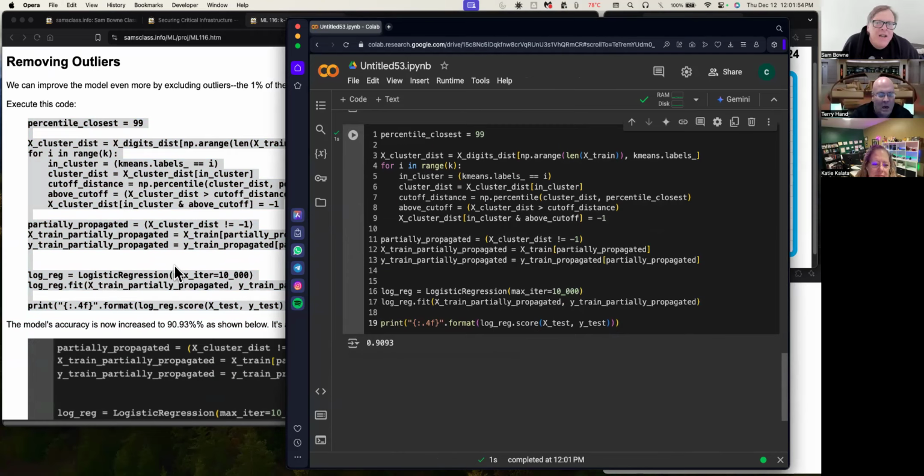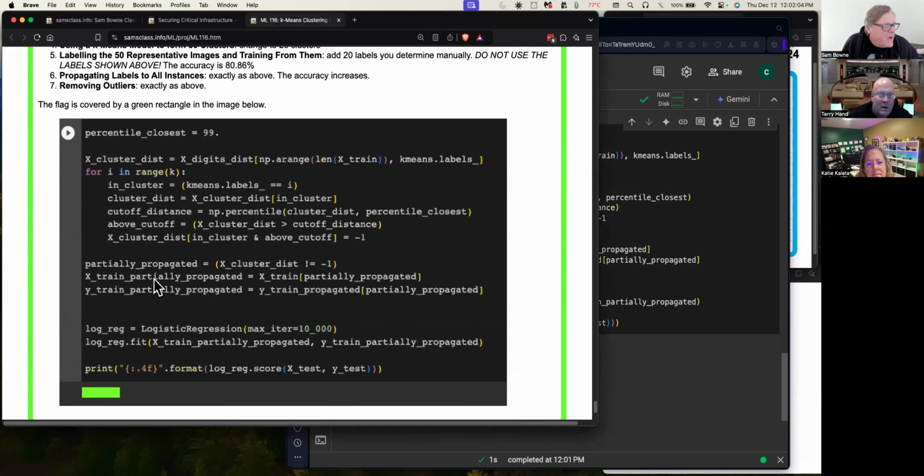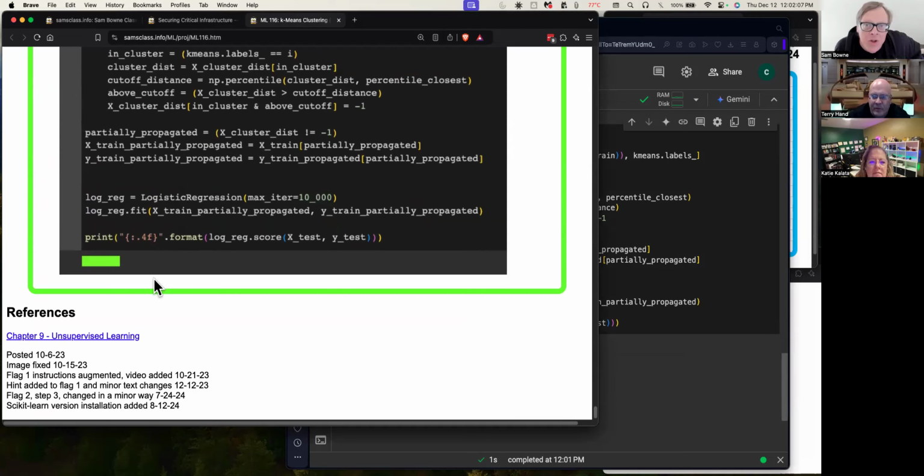So this is why these categorization techniques like k-means can be very useful in conjunction with other problems. Here it was a way to propagate labels to images without having to pay humans to label all those images. So that's what I wanted to show you.